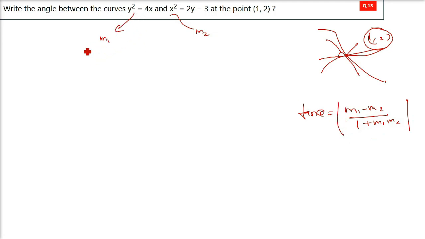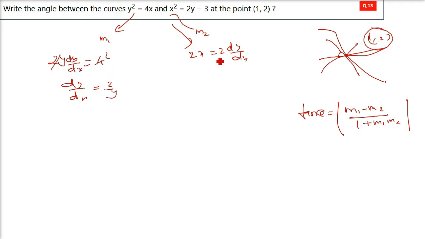So differentiate it now. I'm differentiating the first equation. 2y dy by dx is going to be equal to 4. The second one is 2x equals 2 dy by dx. The first one will give you dy by dx as 4 by 2y, so it's going to be 2 by y. The second one, dy by dx, is going to be x, as 2 gets cancelled. You have 1, 2 as the point, which is already given in the question.